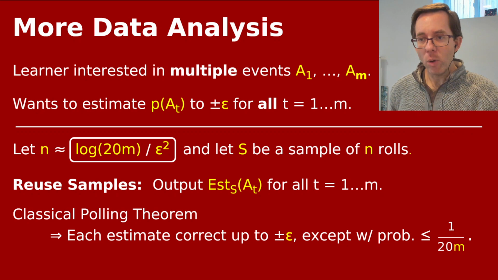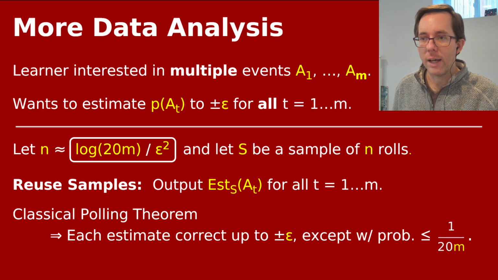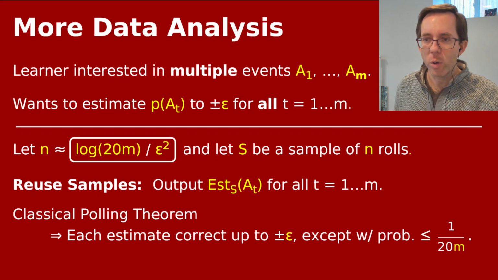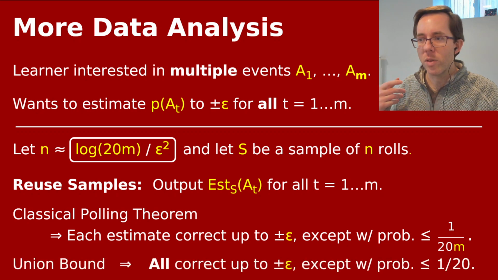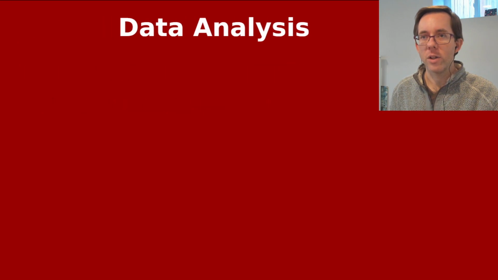And then the classical polling theorem tells you, since it's like you took delta to be 1 over 20 times m, for any individual event A sub t, the probability of you getting an estimate that's wrong, or not within plus or minus epsilon, is smaller than 1 over 20 times m. And so you can use the union bound to say that, except with probability at most 1 over 20, all of your M estimates are correct up to plus or minus epsilon. Great, so that's well and good as well.